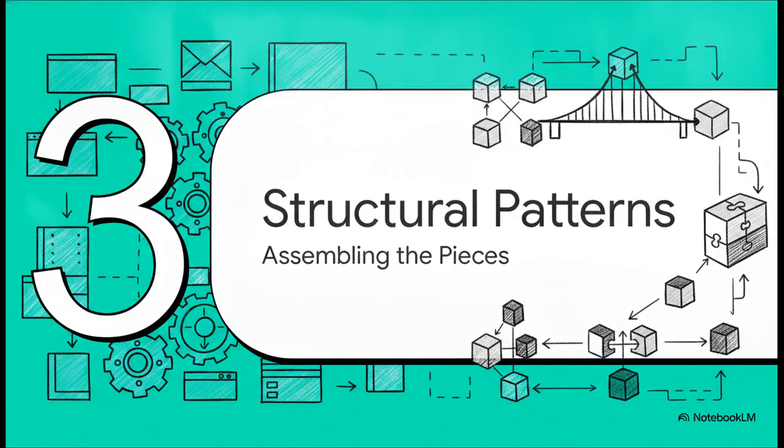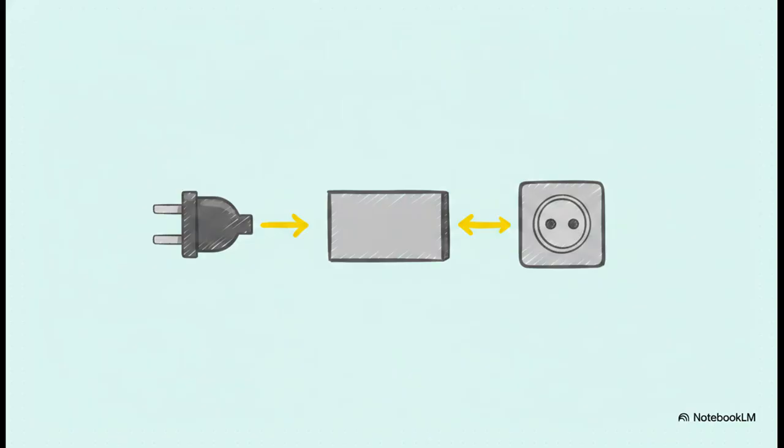All right, section 3, structural patterns. Now that we have our objects, let's assemble the pieces. So what happens if you have two completely incompatible interfaces? Well, you'd use the adapter pattern. Think about trying to plug a standard USB cable into a micro USB port. It doesn't work out of the box, right? The adapter acts as a wrapper that translates one interface into exactly what the client expects. It allows objects that are fundamentally incompatible to just collaborate seamlessly.